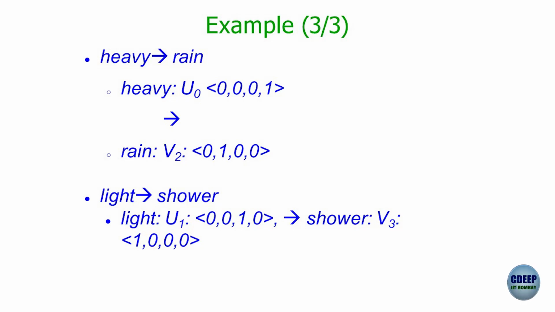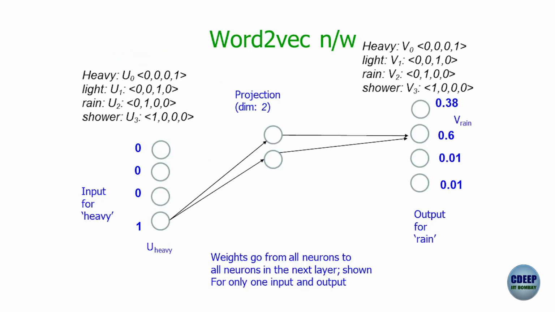Because shower is V3. Now this is the network and it captures the essence of the construction of word2vec, the skip-gram network. What do I see? I have the four neurons here.